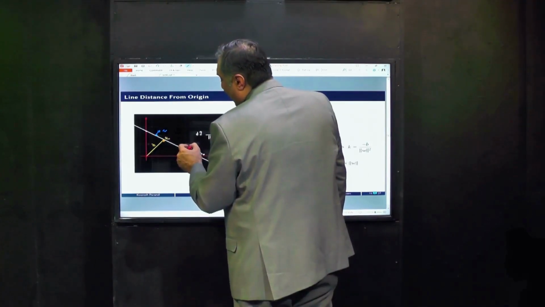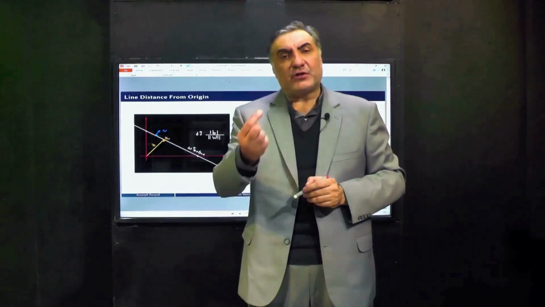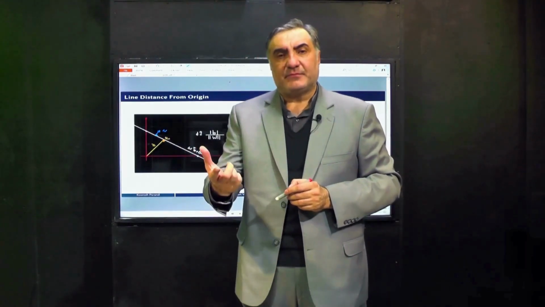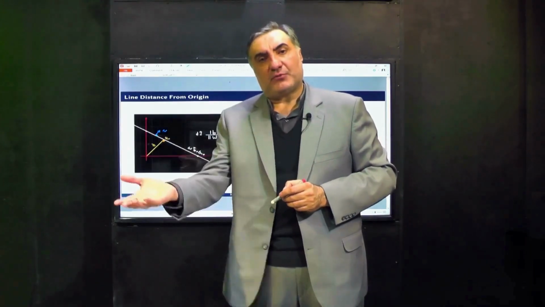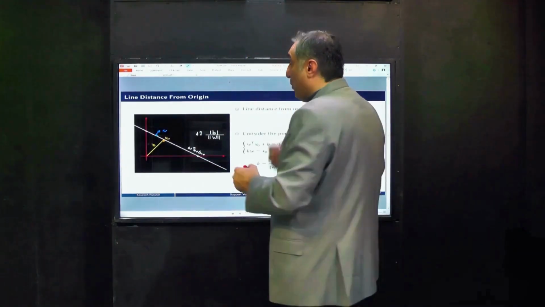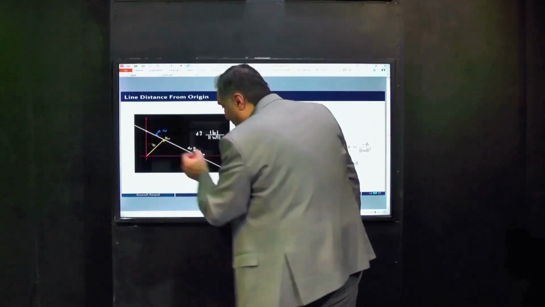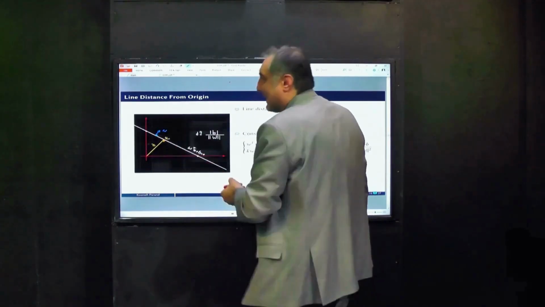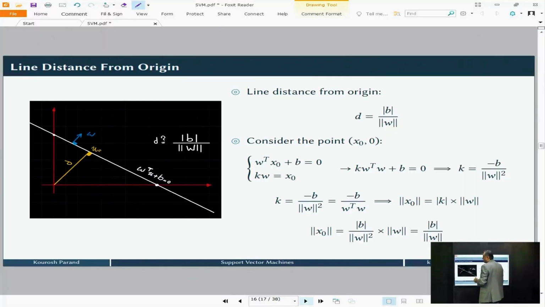As you are aware, w is actually the normal vector or the gradient vector, which we also explained in previous sessions. It is a vector that is perpendicular to this plane, to this line, to this hyperplane. As you are aware, you can see that w is perpendicular to w transpose x plus b equals 0, as we can see here.